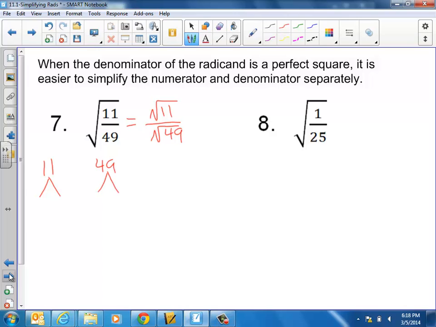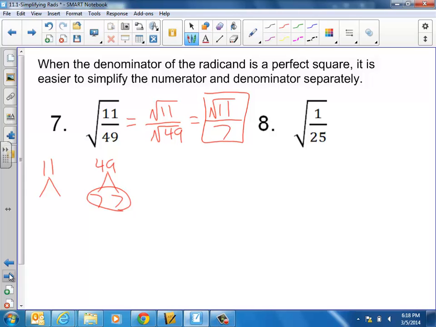49, though, on the other hand, is a perfect square. It breaks down as 7 and 7. So that means 1 7 would come outside the radical. We already said the radical 11 was as simple as we could get it. The square root of 49 goes to just a 7 here. And there you go, square root of 11 over 7.